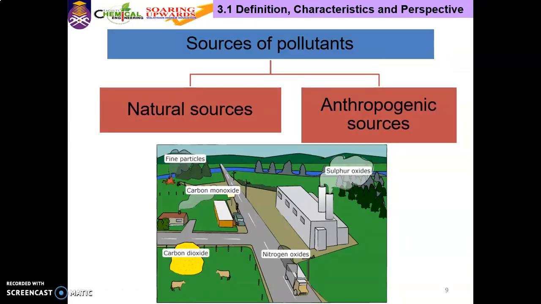Next, sources of pollutant. Okay, so sources of pollutant can be divided into two, daripada natural and also from anthropogenic. Natural means natural, okay, daripada alam sekitar. Anthropogenic means from human activities. Okay, so example, we have fine particles, carbon monoxide, sulfur oxides. So this one from human activities. Okay, and also carbon dioxide from breathing.